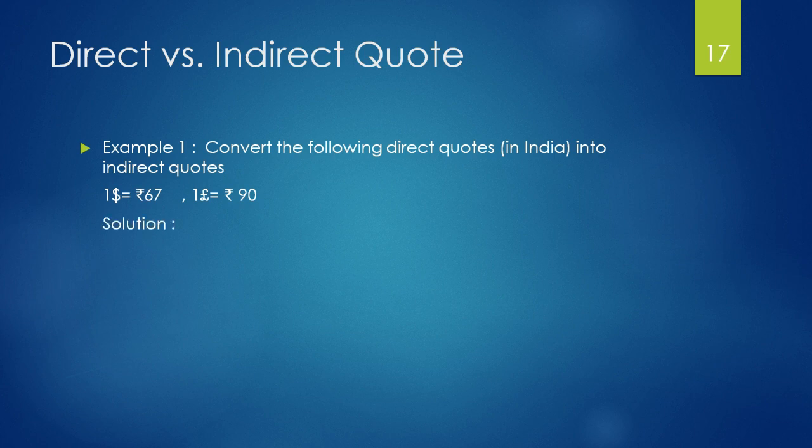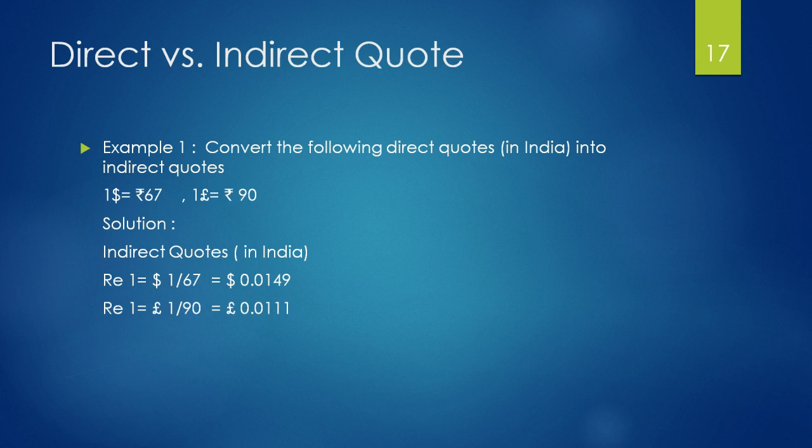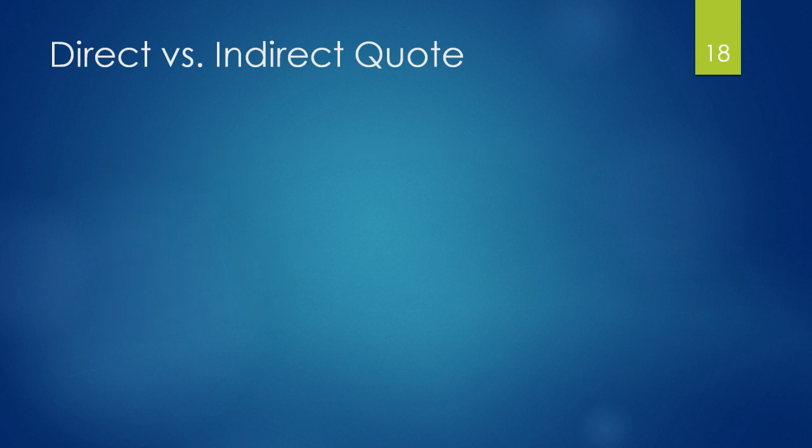So let's solve. We already learned the relationship between direct and indirect quote. That is, indirect quote equals 1 upon direct quote. Thus, the indirect quote for $1 equals 67 rupees will be ₹1 equals 1 upon 67 dollars or $0.0149. And the indirect for £1 equals 90 rupees will be ₹1 equals 1 upon 90 pounds or 0.0111 pounds. Let's solve another problem.